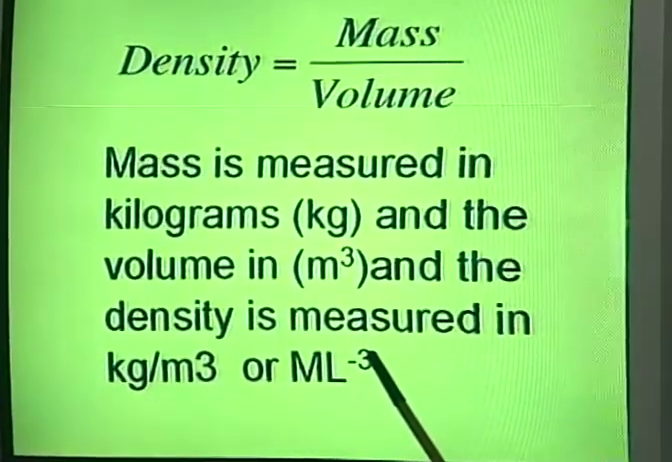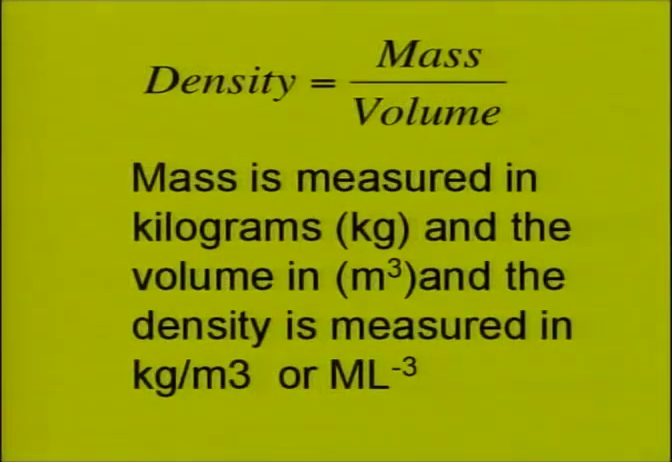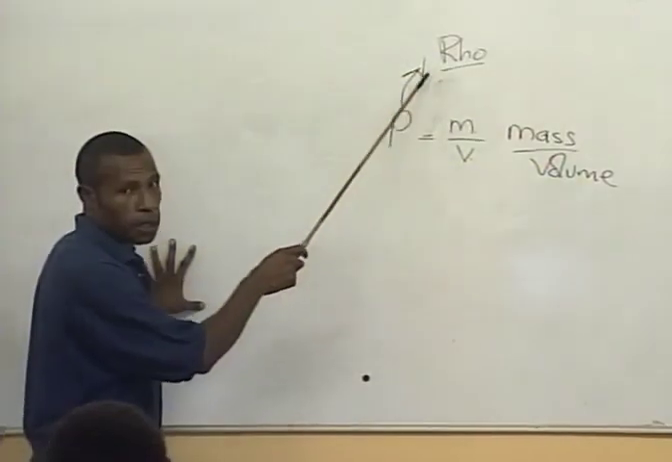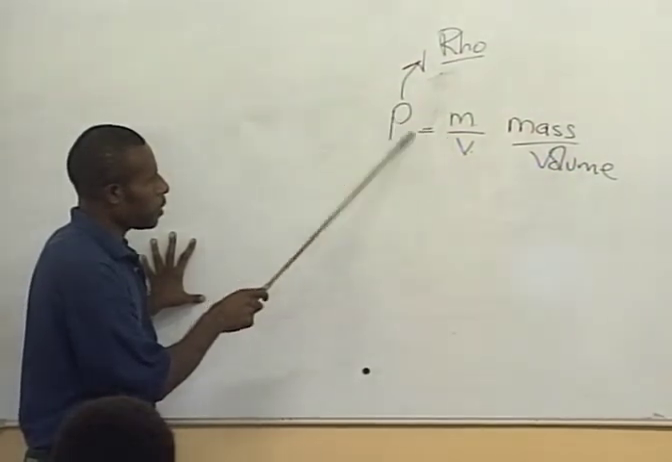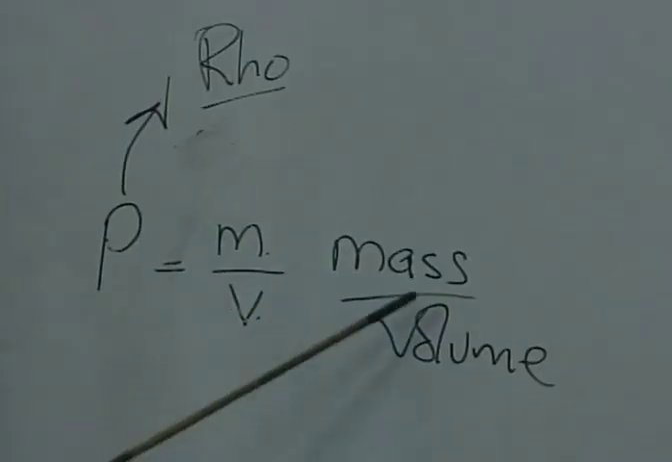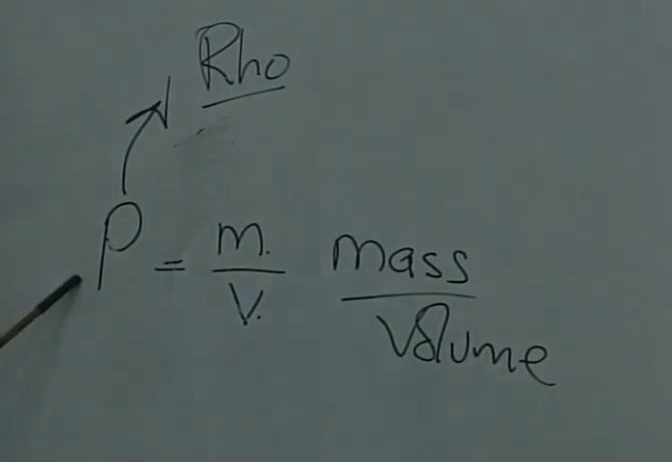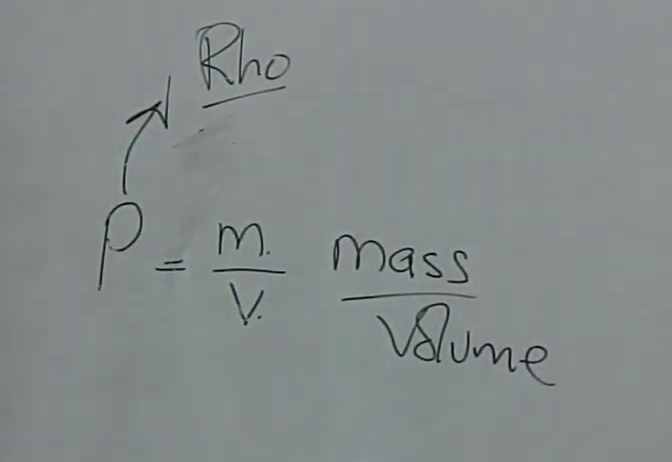Okay, now sometimes you'll find it given by this information here. You will find a symbol, rho, the Greek letter, so rho equals m over v, mass over volume. If you find something like this, it is simply density, as well as this one. All right, quickly go through and copy that information.